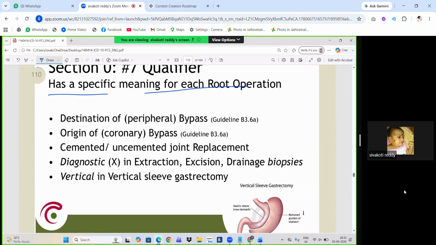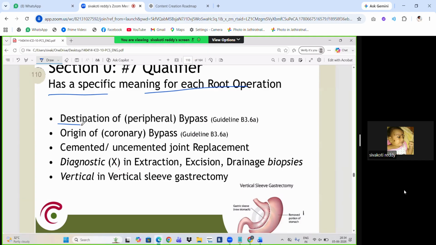Here also, guys, for every procedure we don't get a qualifier. If they have not mentioned any qualifier, we go with the no qualifier option. If we get a qualifier, we need to go with the qualifier. So here they mentioned qualifiers. Note down this: destination for peripheral bypass, origin of coronary bypass, cemented or uncemented in replacement, diagnostic in extraction, excision and biopsy, drain, vertical in vertical sleeve gastrectomy.